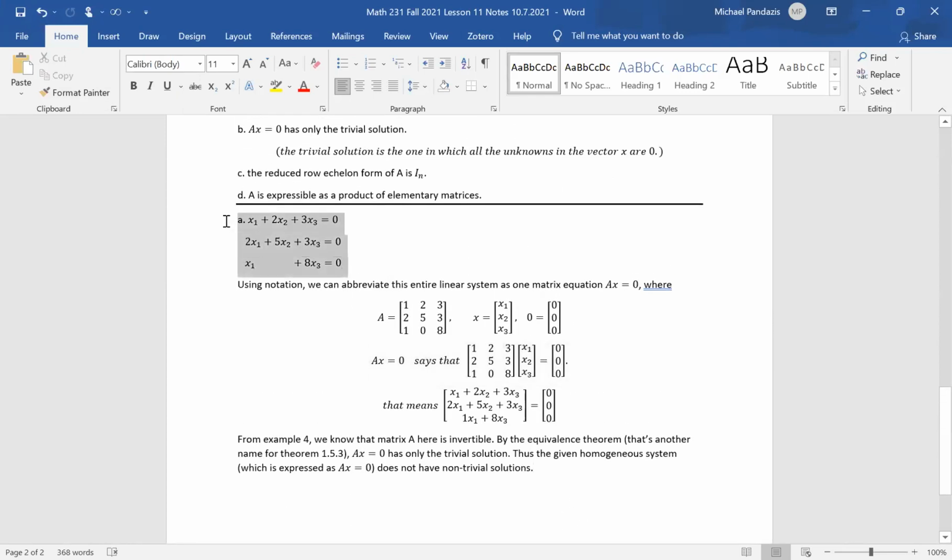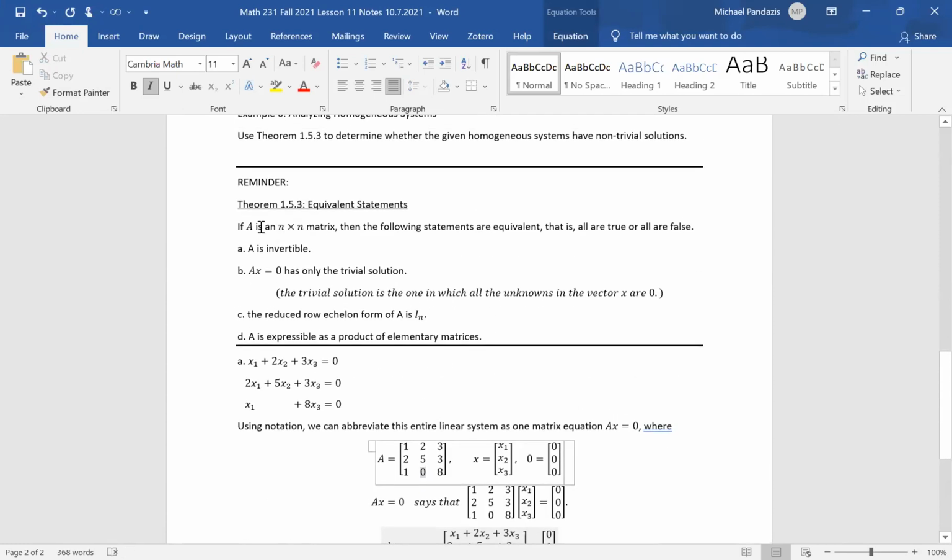Right, so that's part A. Part A is we determined that this homogeneous system has only the trivial solution. It does not have non-trivial solutions because its coefficient matrix A is invertible, and by the equivalence theorem, that means that AX equals 0, or the system itself, has only the trivial solution.